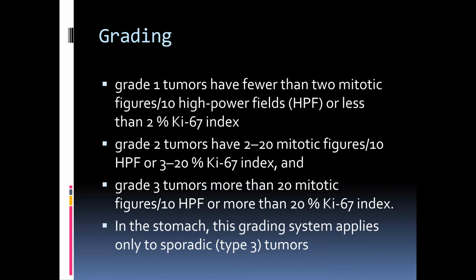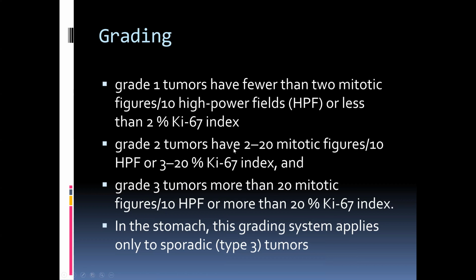So in terms of grading, this is recently updated again with the WHO 2019. Grade 1 tumors, actually, I think there's one error here. I didn't update my presentation here. Previously, we were going on 2 mitotic figures per 10 high power fields, but in reality, that's 2 mitotic figures per 2 millimeters squared of area, and a Ki-67 index less than 3%. So I apologize for the error here in my slide.